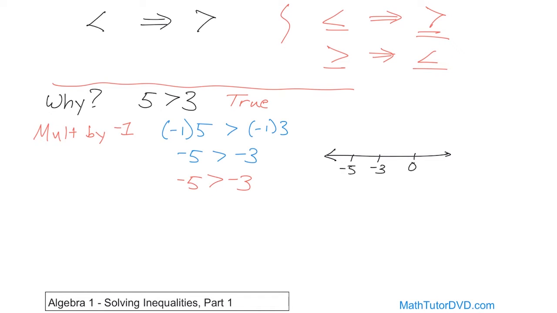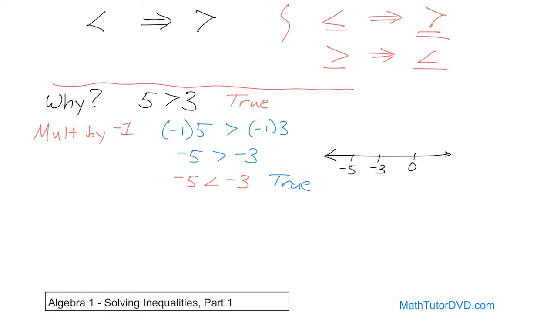-5 is actually, whoops, I did the wrong thing. You have to flip it around. So it'd be -5 smaller than -3, or -5 less than -3. So we flip the direction of the sign as we did the multiplication. Now ask yourself, is -5 less than -3? Well, yes, -5 is less than -3, so this is true.